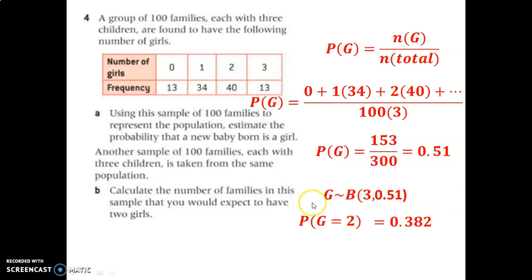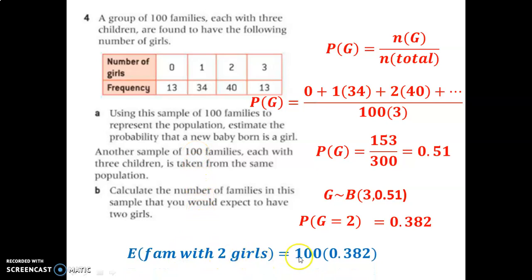All right, but that still doesn't answer this question. So what's the expected number of families in this sample that you would expect to have 2 girls then? So we have a sample of 100. We're going to use our expected value formula now. And expected value tells us the sample size times the probability, and now we're saying sample size, the probability of getting 2 girls, and multiply those, and then you will get your expected number of families. 38.2 families are expected to have 2 girls.